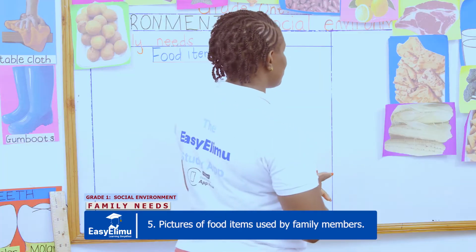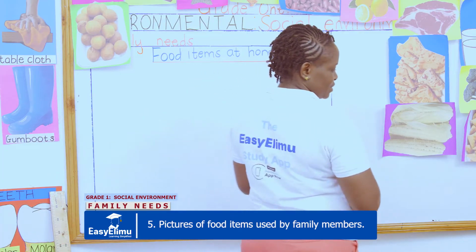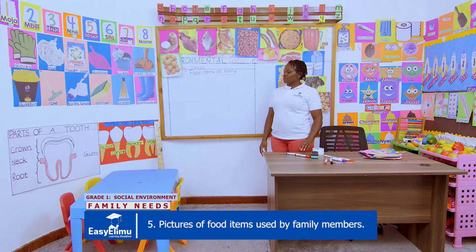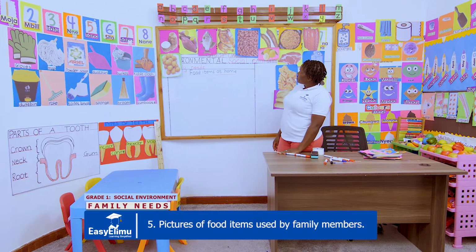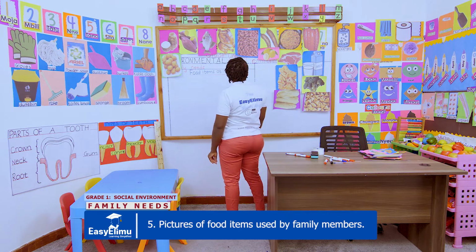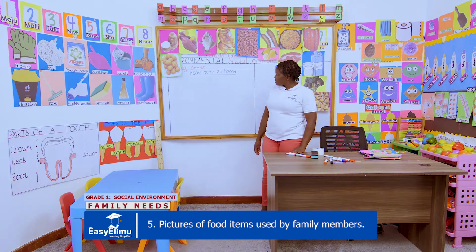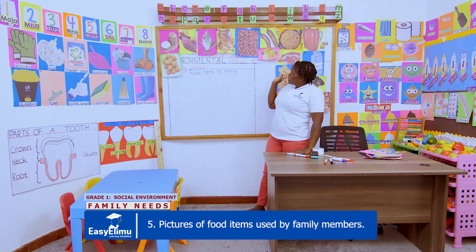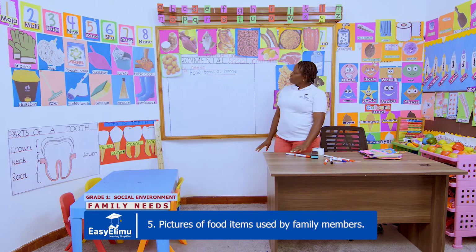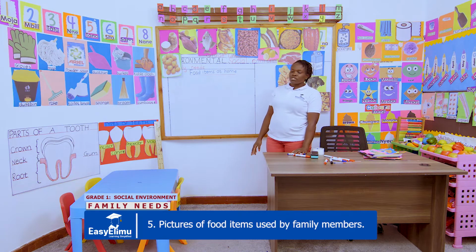We've been talking about needs of a family, and we realized that one basic need of a family is food. When you look at the board, what can you see? We have different food items. When you look at these pictures, which food items do you eat in your home?